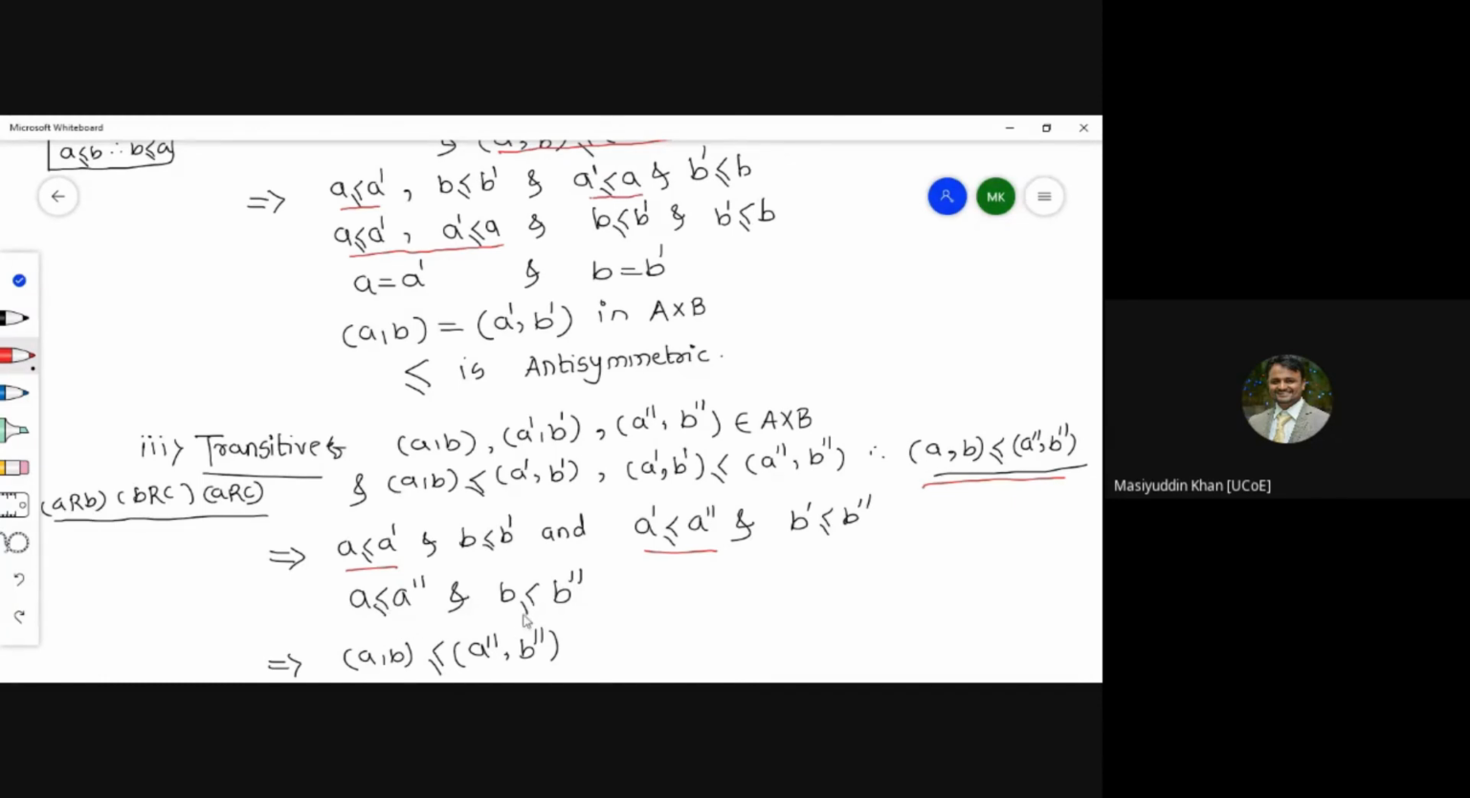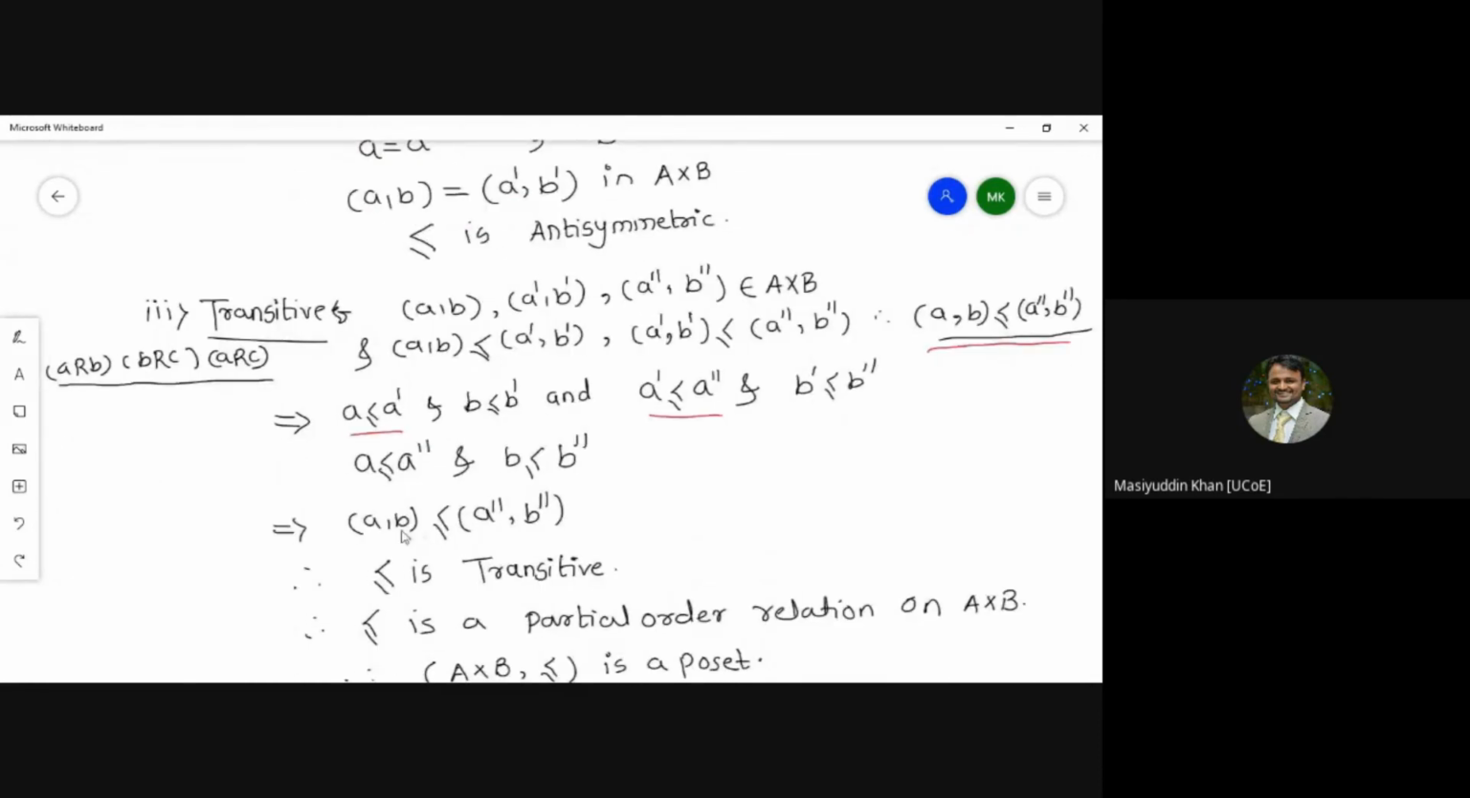Similarly B is less than or equal to B double dash. Therefore, A comma B is less than or equal to A double dash comma B double dash. Therefore, that relation less than or equal to is a transitive relation, and it is known as a partial order relation on A into B. Therefore, A into B is a partial ordered set.